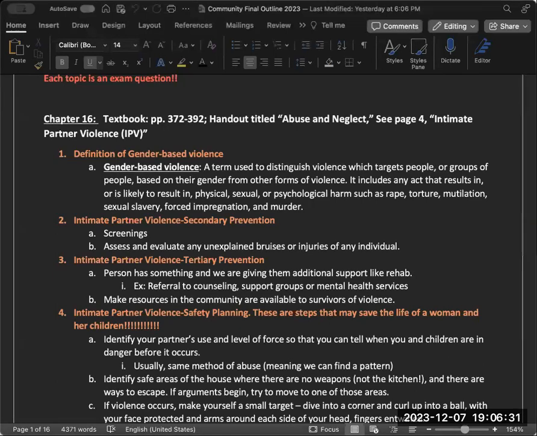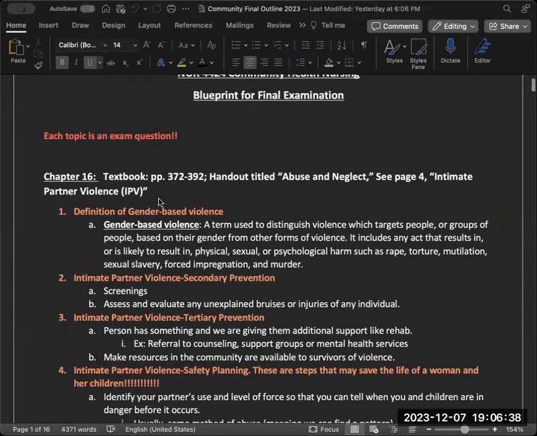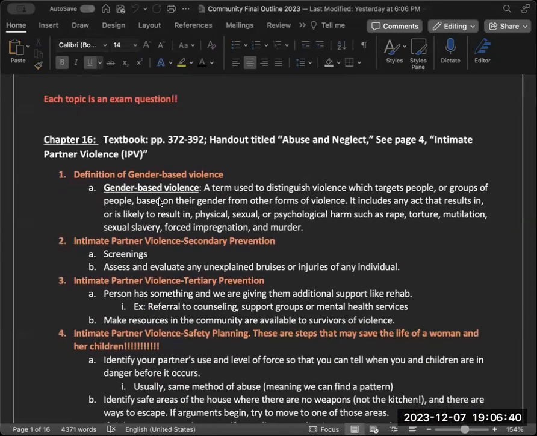Okay. So, I know there are five main chapters for this final for Dr. D. And she said that each topic is an exam question. For example, I have one that says definition of gender-based violence, and that would be considered one question. They all equal 50 at the end, and there are 50 questions on the test. So that definitely makes sense.